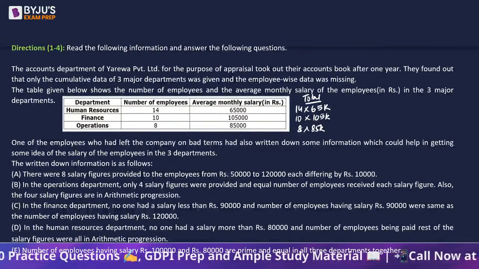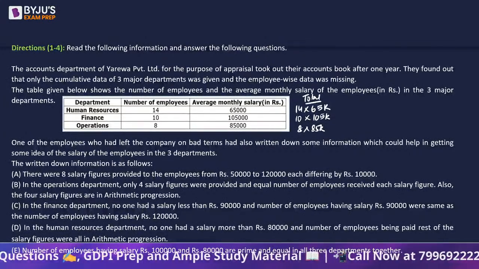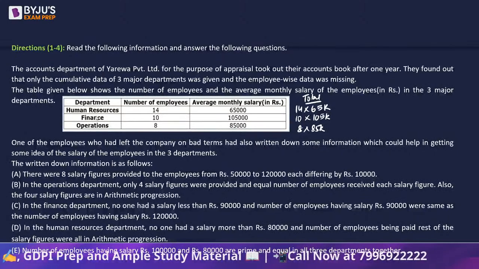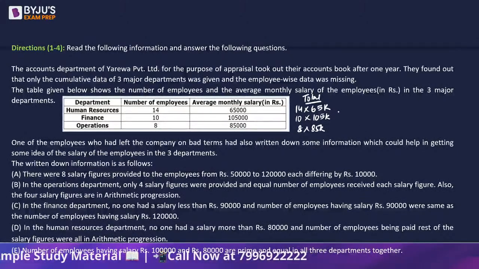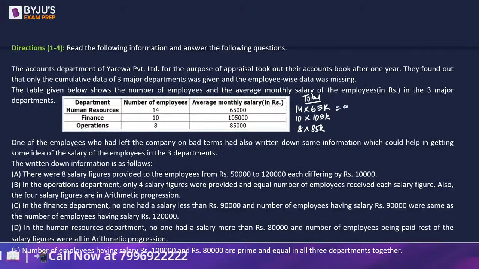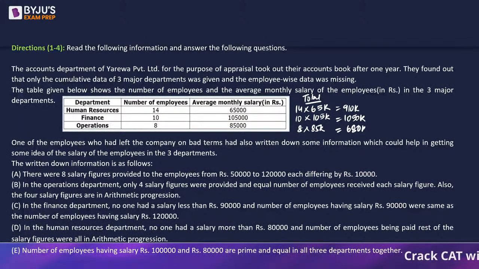Shall we calculate the total right away or should we wait? Let's calculate. 14 into 65, 130, 260, 65, 910K. This is going to be 1050K. And this is going to be 170, 340, 680K. So this is the total salary disbursed among these many employees of these 3 departments.